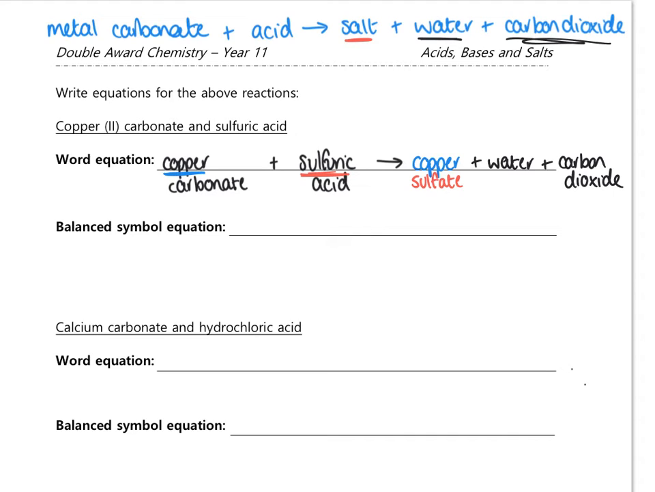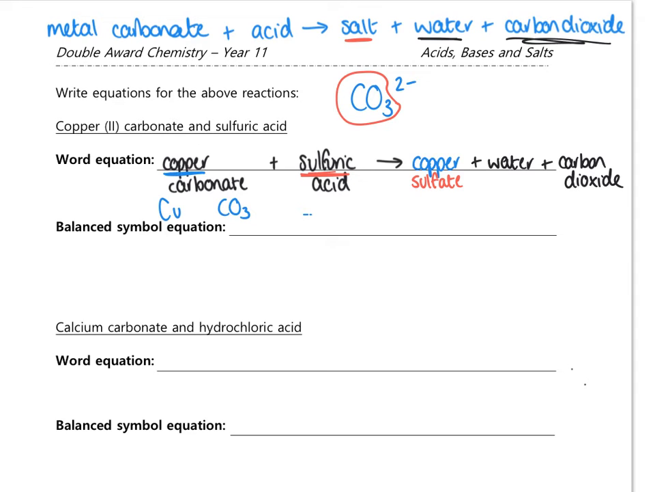Okay, now for my balanced symbol equation. Again, we have to do a little bit of work with our swap and drop here. So for copper carbonate firstly, copper is Cu, and carbonate appears in the back of your periodic table as CO3 2-. First thing with it is that I write down everything bar the charge, which is CO3.